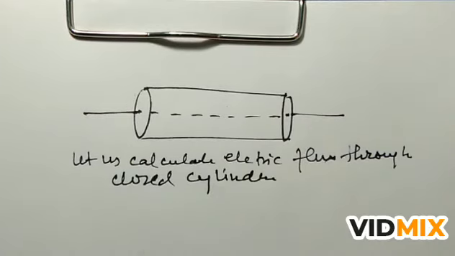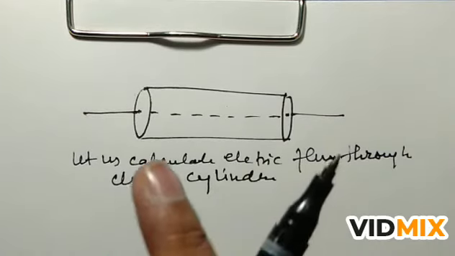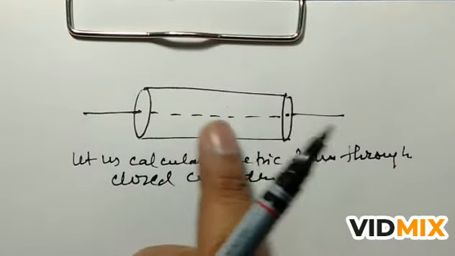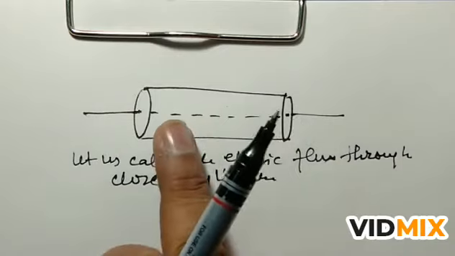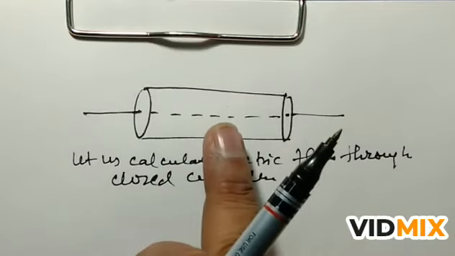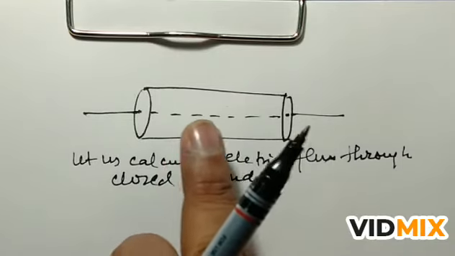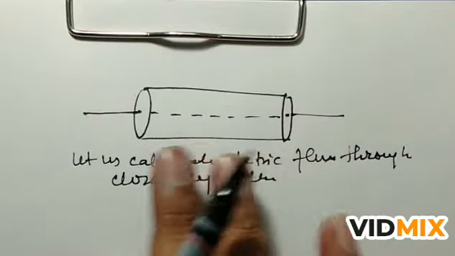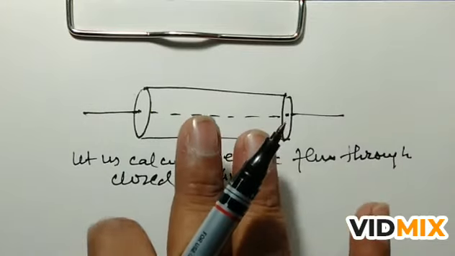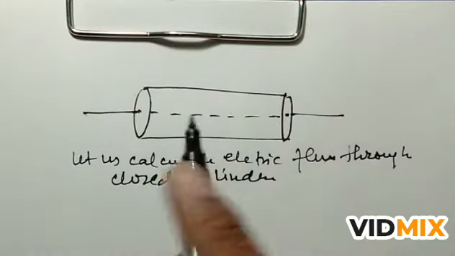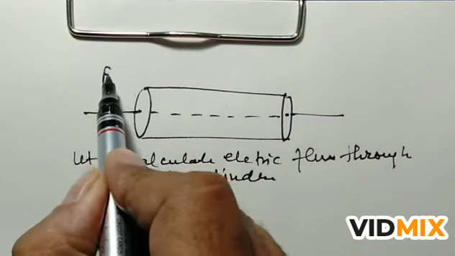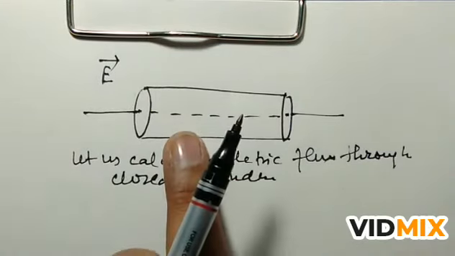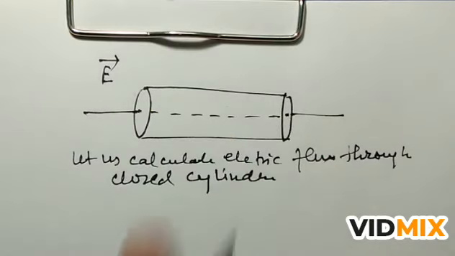Now there is no charge inside the surface, and let us calculate the electric flux through a closed cylinder surface containing no charge. It is held in the medium of an external uniform electric field of intensity E, and there is no charge enclosed in this cylindrical surface.